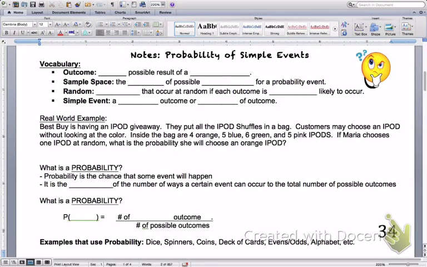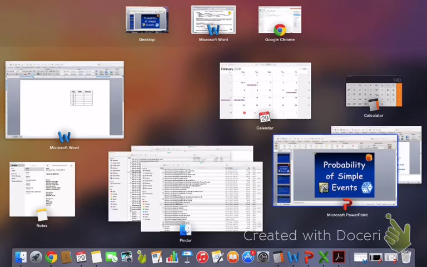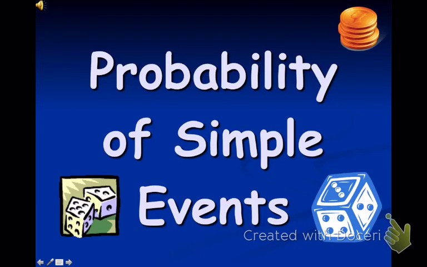Today we're getting into a new unit based on the probability of simple events. We're going to be working on probability for the next 2 weeks, and you should be at the bottom of your page right now. Let's get started with just basic vocabulary. What is a probability of simple events happening? Just things that are standalone.